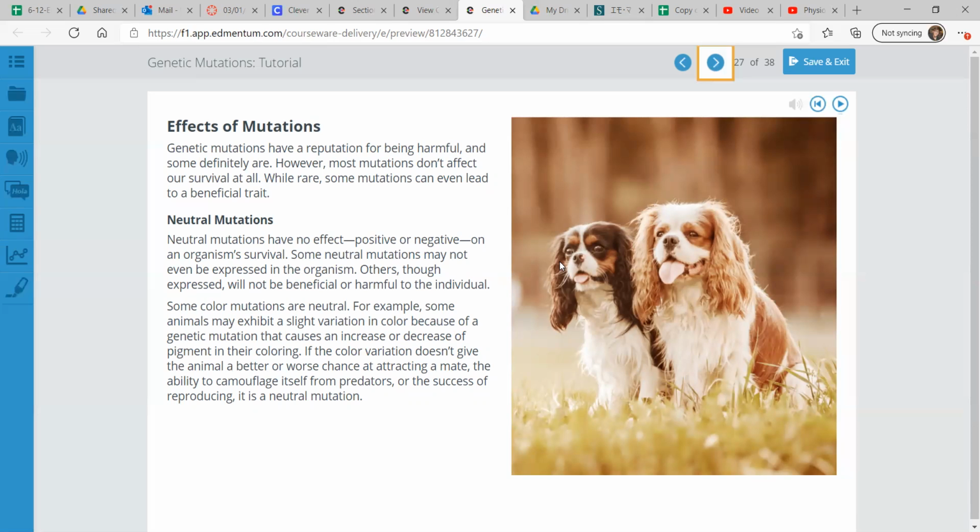If the color variation doesn't give the animal a better or worse chance at attracting a mate, the ability to camouflage itself from predators, or the success of reproducing, it is a neutral mutation.